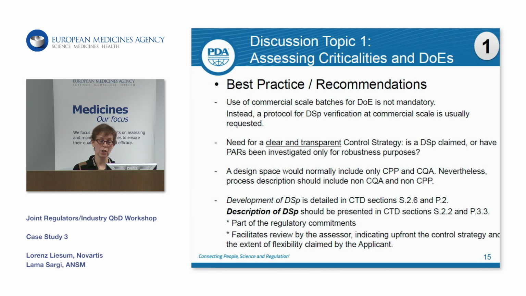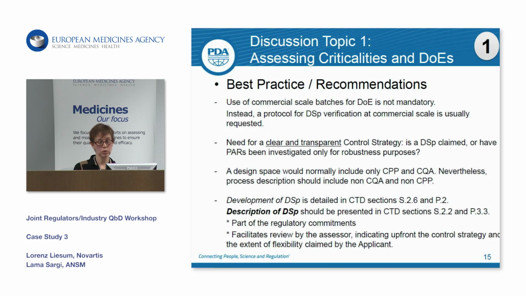For example, we need to know if really a design space is claimed or we have only parts that have been investigated for robustness purposes, for instance. This is essential because it has a consequence on the requirements and the data scrutiny by authorities.